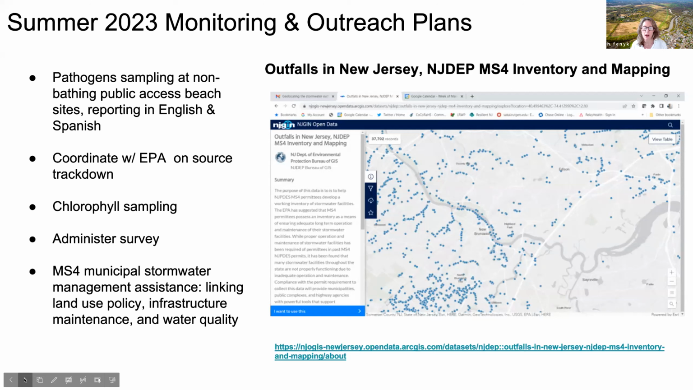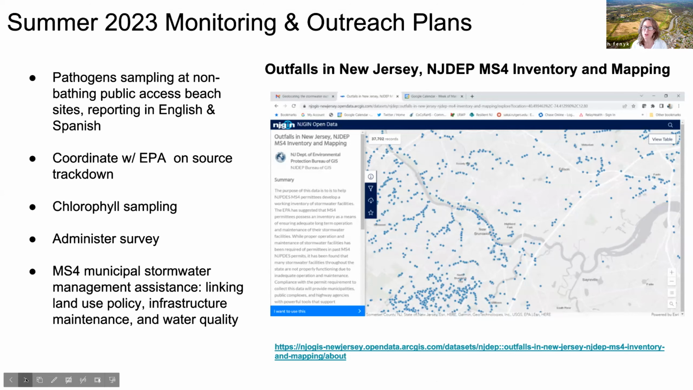We're going to add in for 2023 sampling for chlorophyll. Some of you may have heard of what's called HABs, or harmful algal blooms. We are going to start trying to understand the potential impact of chlorophyll on the Raritan River. So we are going to be adding in sampling for harmful algal blooms. We are going to continue administering the survey, and we'll share a link to our survey in just a minute.